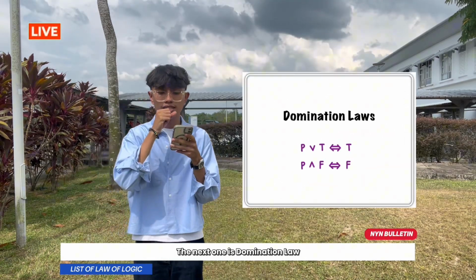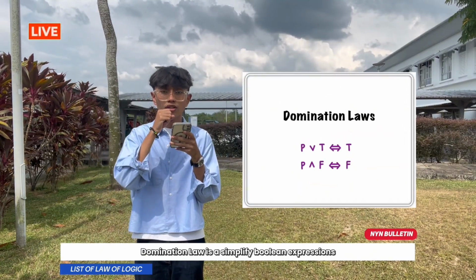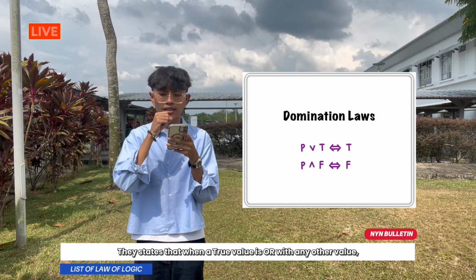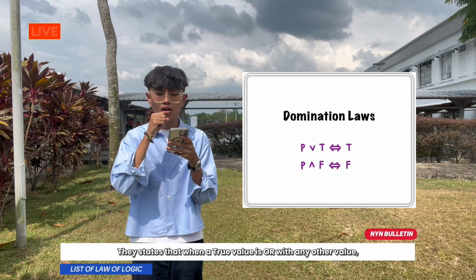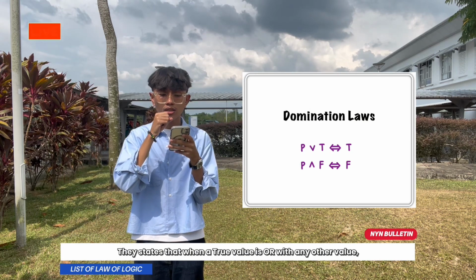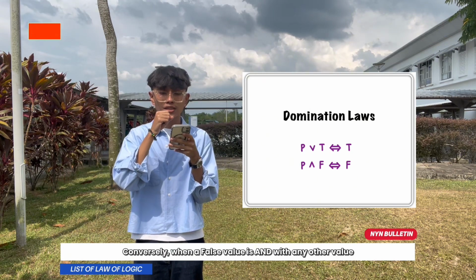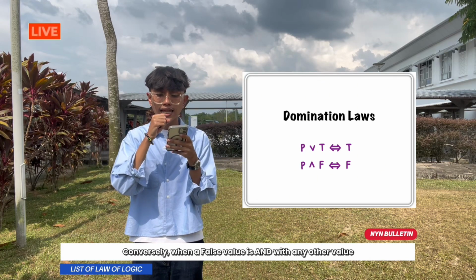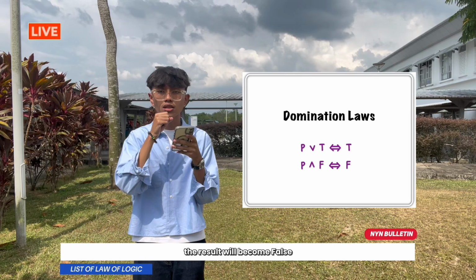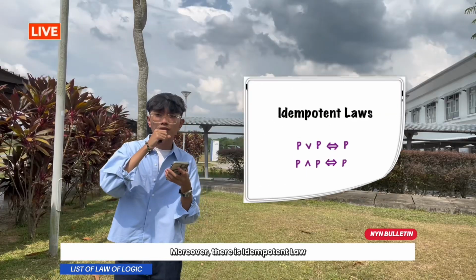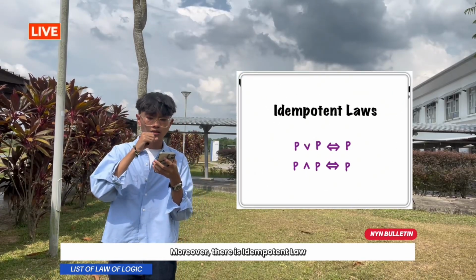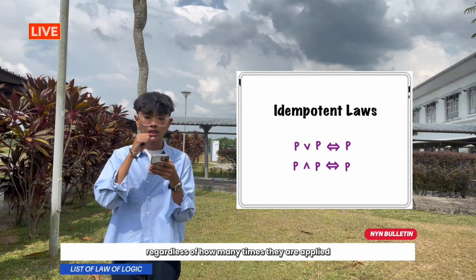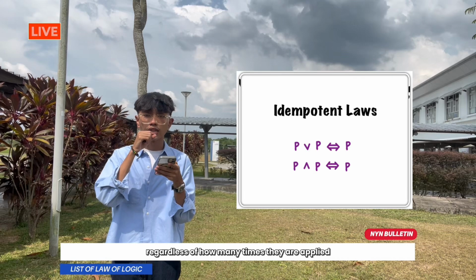The next one is the domination law. The domination law is a simplified Boolean expression. It states that when a true value is ORed with any other value, the result is true. Conversely, when a false value is ANDed with any other value, the result will become false. Moreover, there is the idempotent law. Idempotent is an operation that produces the same result regardless of how many times it is applied.